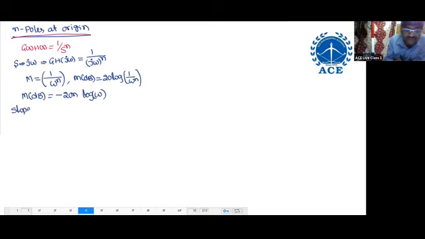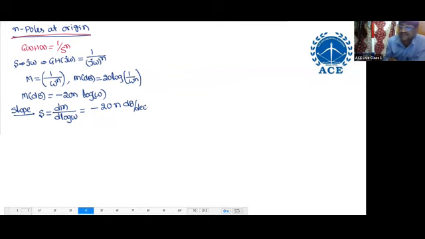Then find the slope. So S equal to what? dM by d of log omega. What is the slope? Minus 20n dB per decade. Slope equal to minus 20n dB per decade. This is the slope.